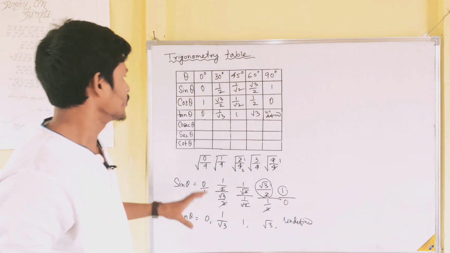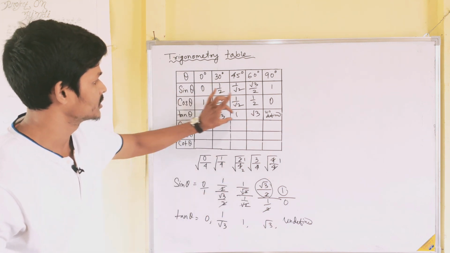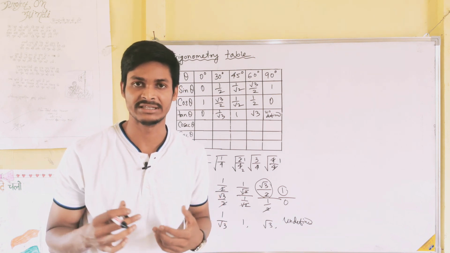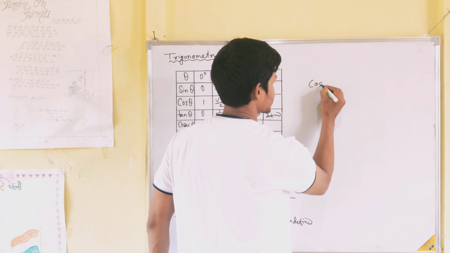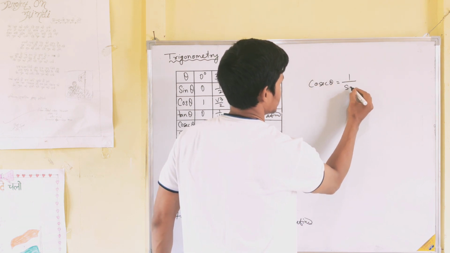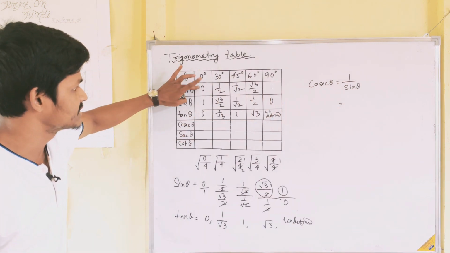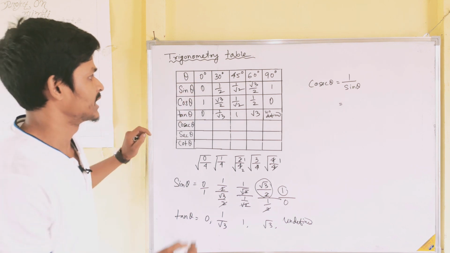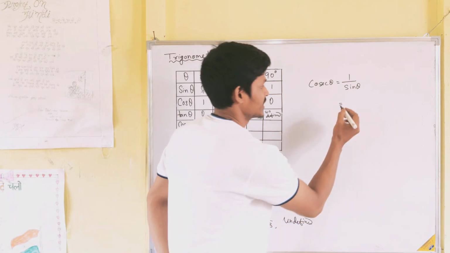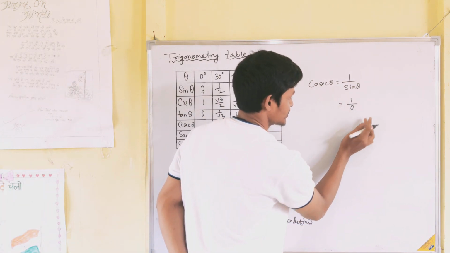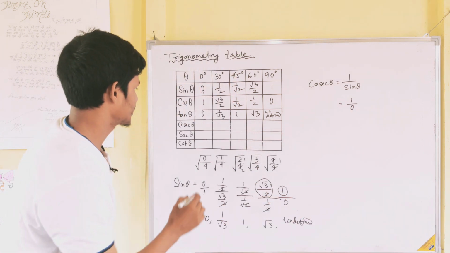Okay, simple. If you know the values of sin theta and cos theta, then you can easily put in the values of the ratios of tan theta. Now cosec theta. You all know cosec theta is equal to 1 by sin theta. Sin 0 degrees is 0, so if you invert it, 0 by 1 becomes 1 by 0. That means 0 is in the denominator, so what does that mean?